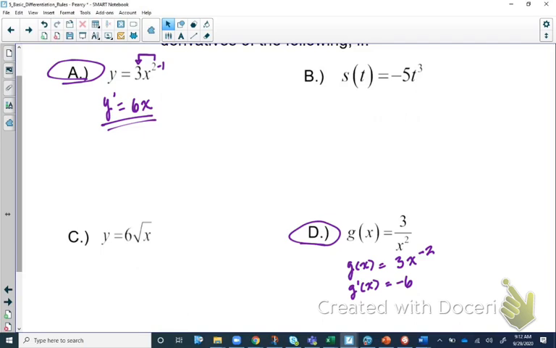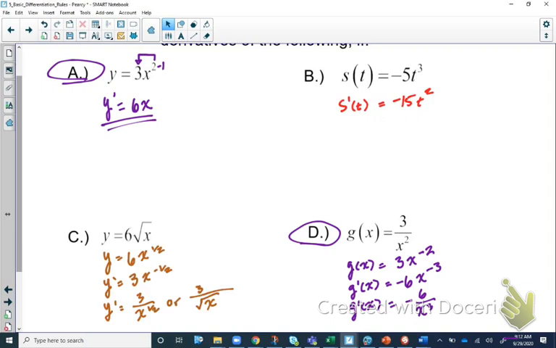Now in this case, when I subtract 1 from the negative 2, I'm saying negative 2 minus 1, that gives me a negative 3 exponent here. So we will move that exponent back to the denominator, giving me negative 6 over x to the 3rd power. So go ahead and pause the video, try to do example B and C, and when you hit play again, my answers will pop up and you can see how you did.